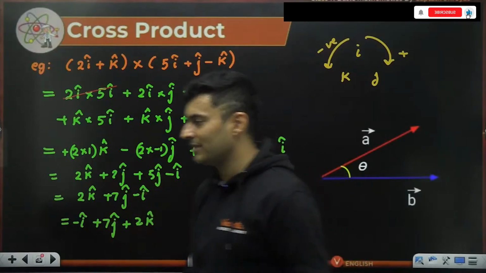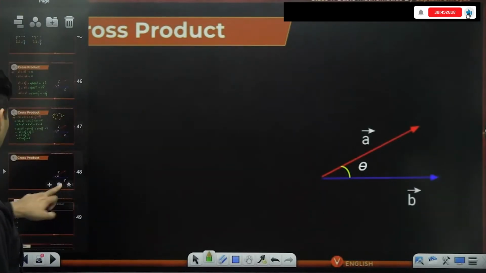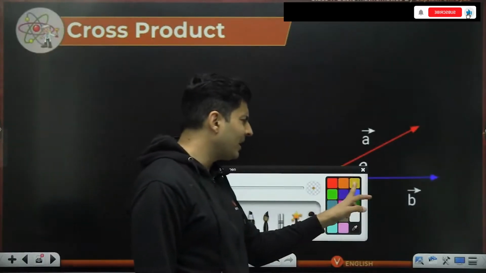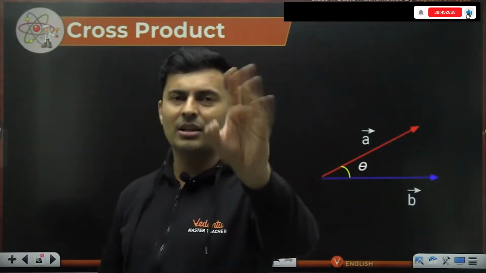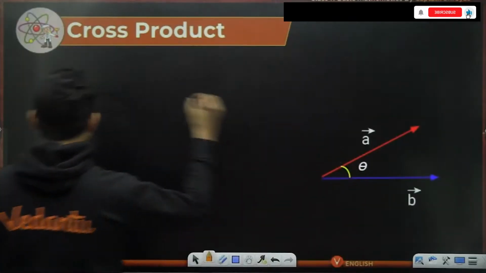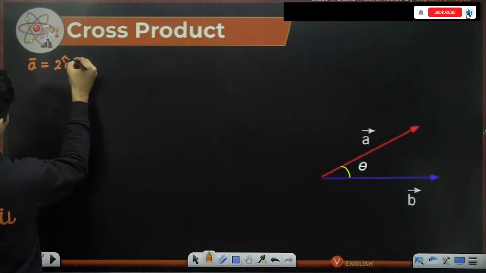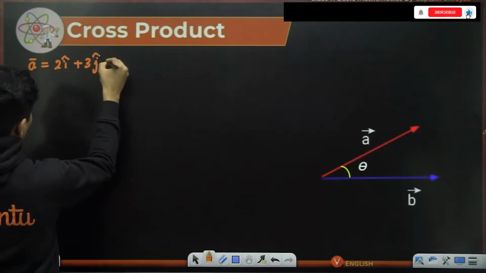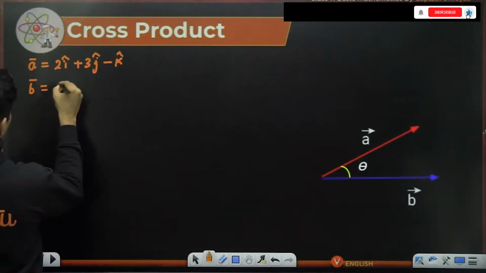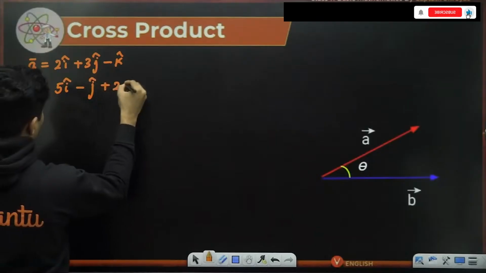Hold on. I'll teach you one easy trick, and that is by using determinants. Just like you solved determinants. Some of you might have learned this in maths. If you have not learned, don't worry. Forget the word determinants, just remember the technique. So say, for example, you have to do A as, let's say, 2i cap plus 3j cap minus k cap, and B vector is 5i cap minus j cap plus 2k cap.